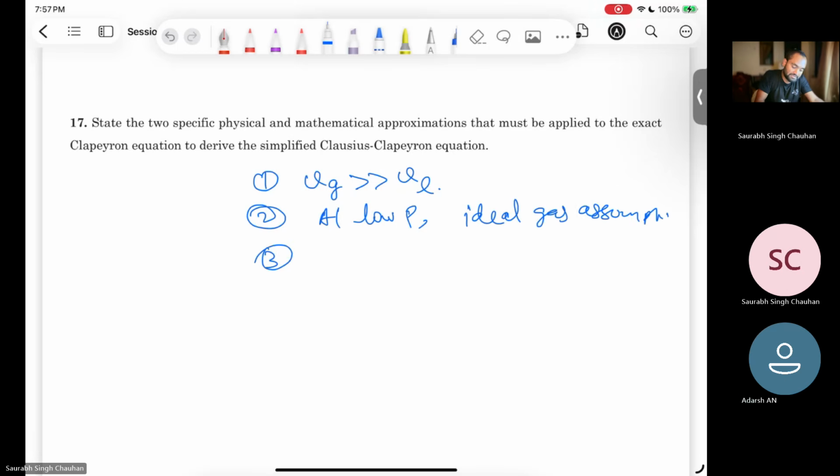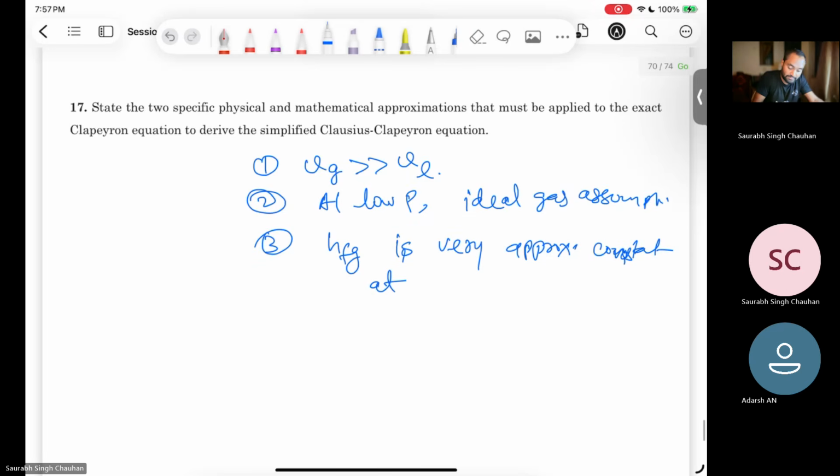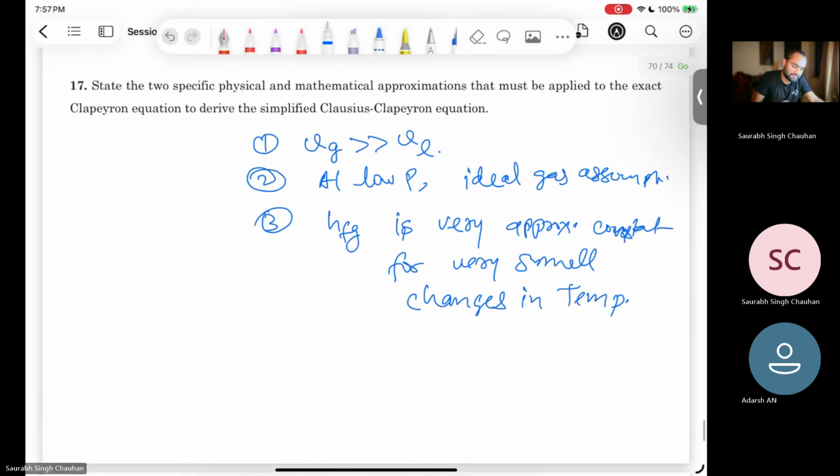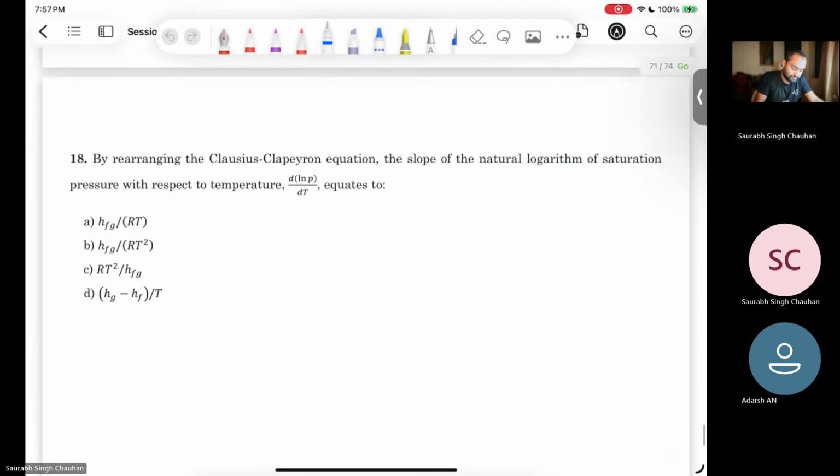What else? The third one was that we assume that the latent heat of vaporization is approximately constant for very small changes. I'm writing the full thing so that those who didn't join can understand what we did. Okay, so these assumptions.